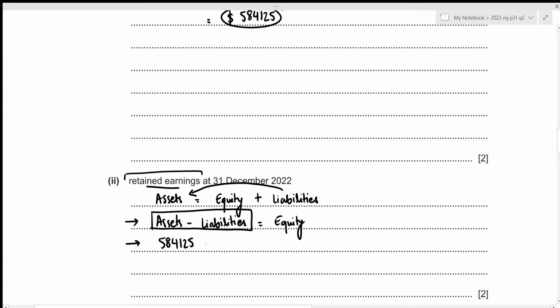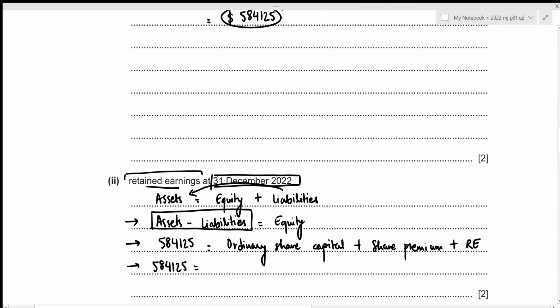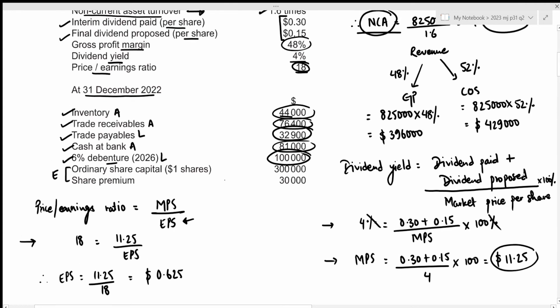And then for equity, we were given our ordinary share. We were also given the share premium. And we know that the retained earnings is also part of the equity. All right. Now we can just substitute the values for ordinary share capital and share premium from the value given above at the date of 31st December 2022. So the values were 300,000 and 30,000. We're just going to write it down.